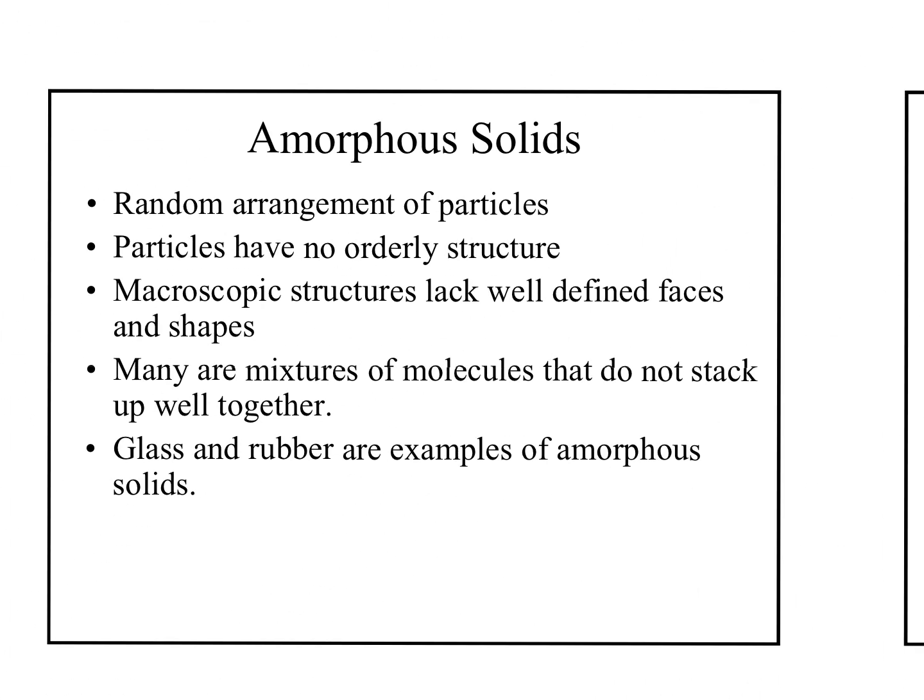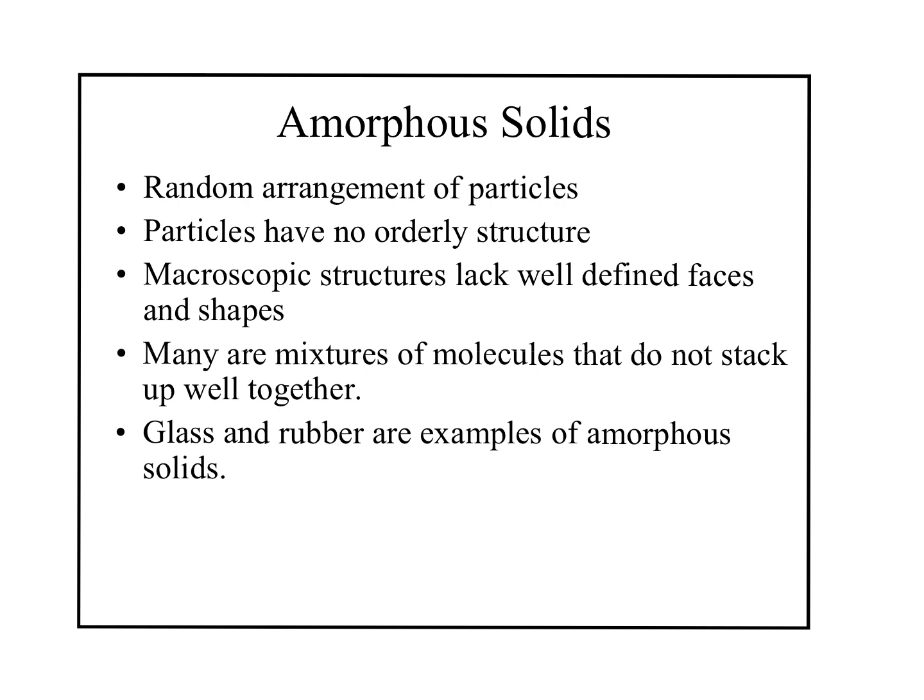So that leads us to amorphous solids. Amorphous solids have a random arrangement of particles. So think back to every time somebody has asked you to draw what you think the particles in a solid look like, and you draw them really nicely, neatly organized, stacked on top of each other. That is not an amorphous solid. They have no orderly structure. Their macroscopic structures lack well-defined faces and shapes. Many are mixtures of molecules that do not stack up well together. Our examples are glass and rubber.